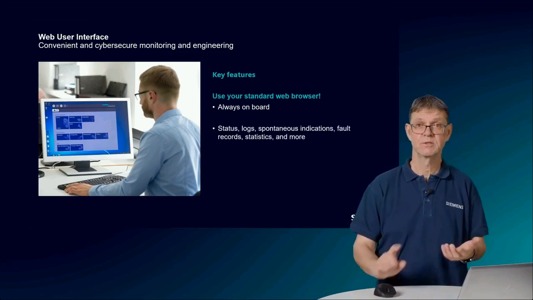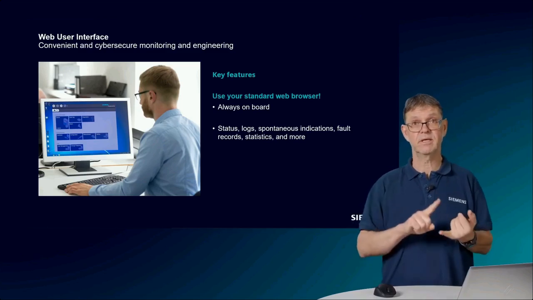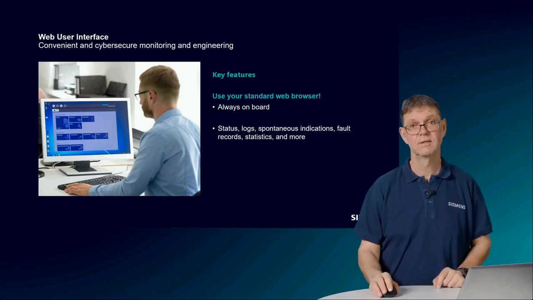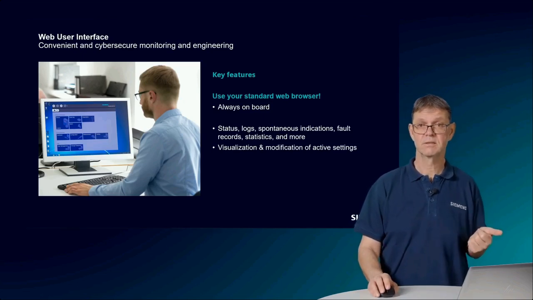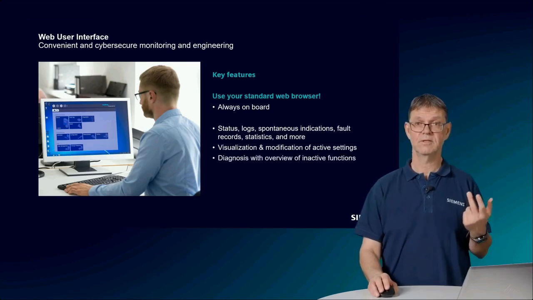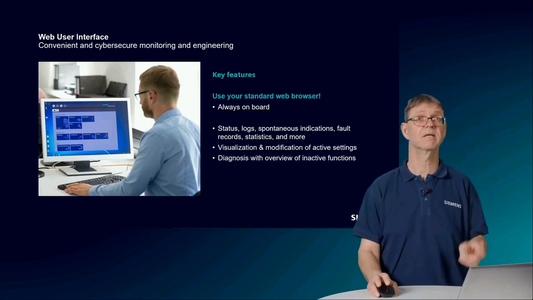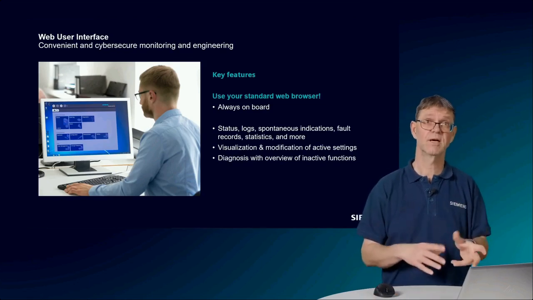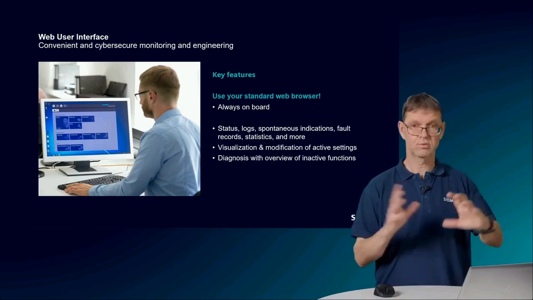Okay, what can we do? Status of the relay, logs, spontaneous indications we can get. We can get fault records, statistic data, and more stuff. I think I have some examples here. I can visualize and modify active settings. I have a diagnosis overview with the overview of inactive functions, so it always makes sense to have a last look in there to ensure that all functions you want to have are really active, are switched on, are not blocked by any reason. So it's a good overview like that.